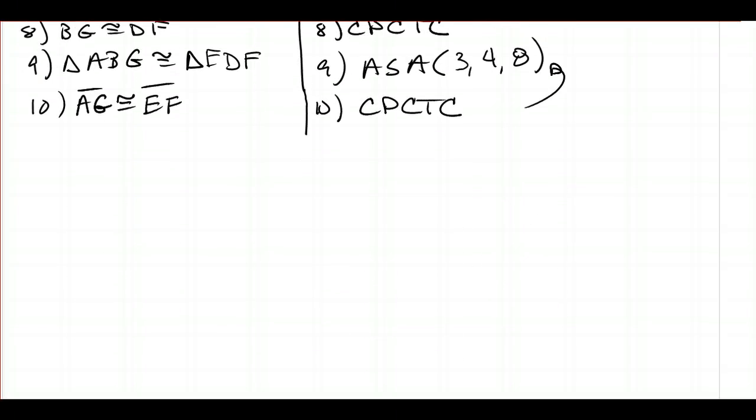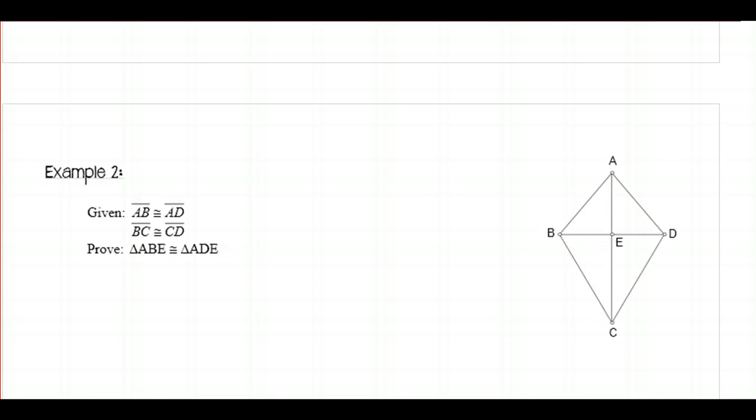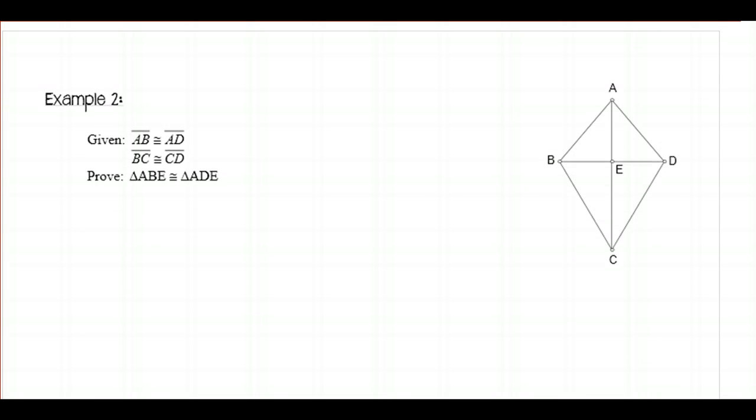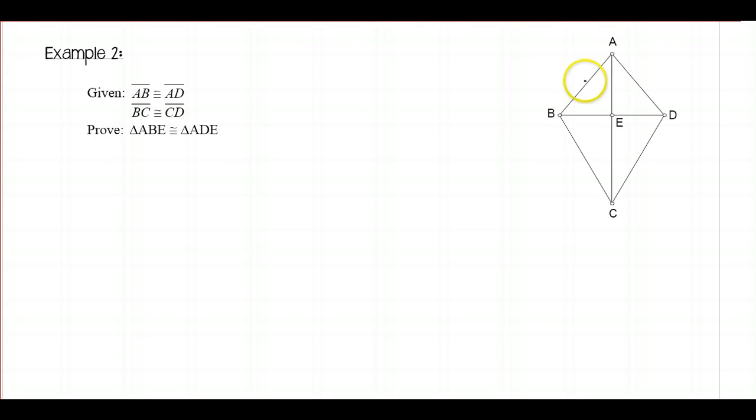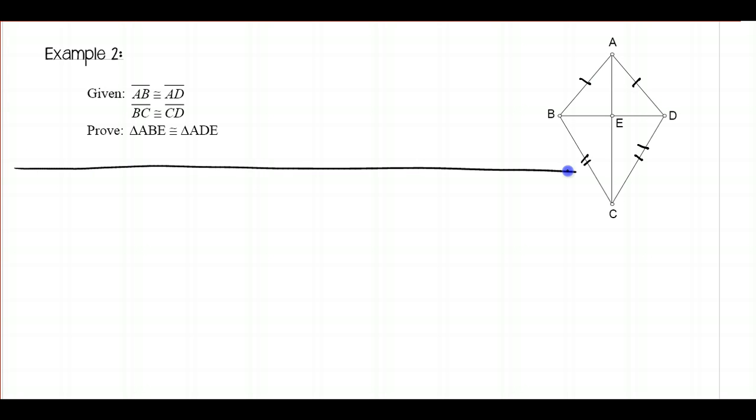Let's go through this next example also. So I'm given that AB and AD are congruent, and BC and this should be DC, but that's okay. We'll fix that when we do the proof. And I want to prove that these little triangles on the top are congruent. So again, we're going to have to go through a detour. Based on the information that I have here, I could prove that the left half triangle and the right half triangle are congruent. So let's start there.